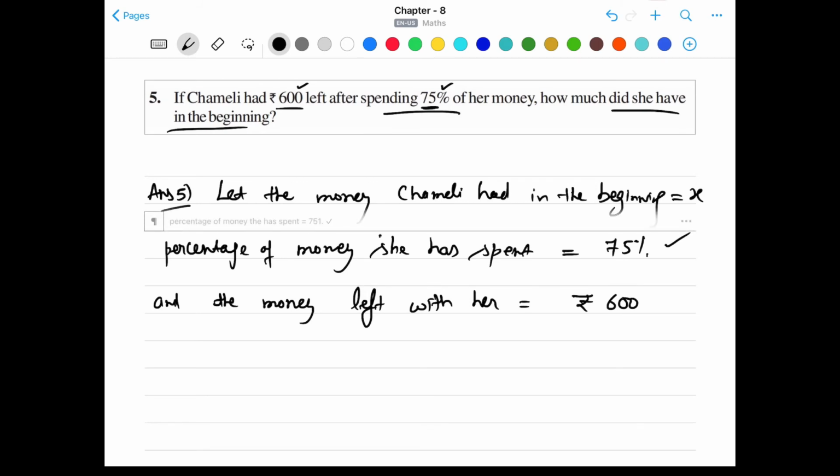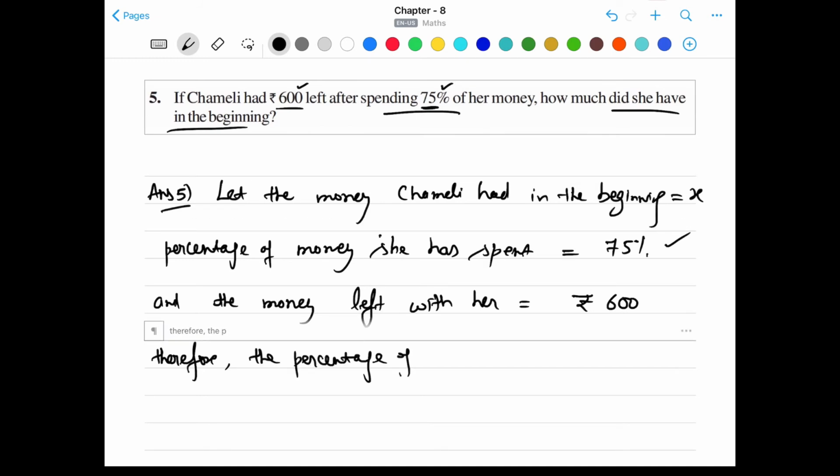So we'll write, therefore, the percentage of money left is equal to, as I told, the total percentage for any quantity is 100%, and out of those 100% she has spent 75%.